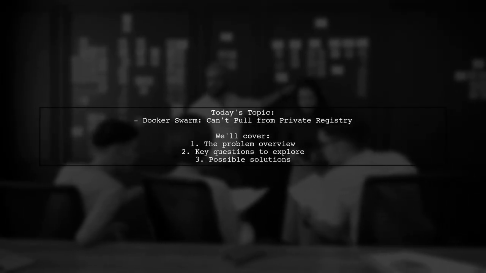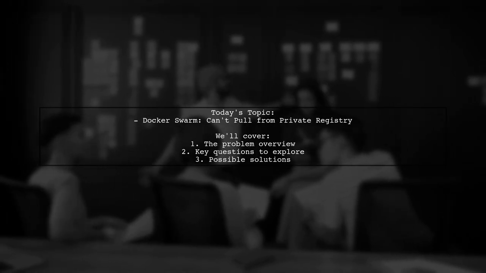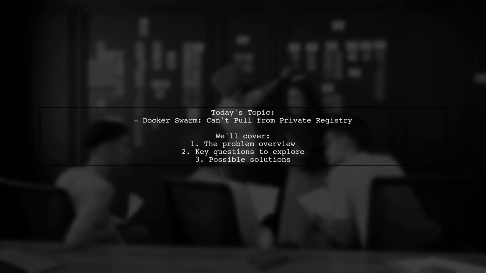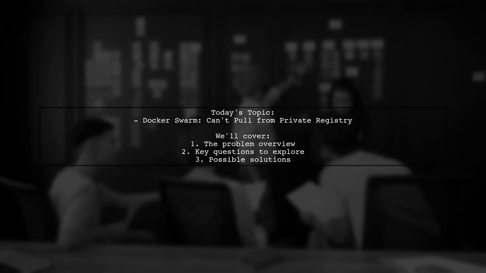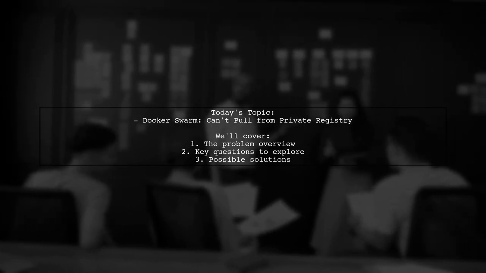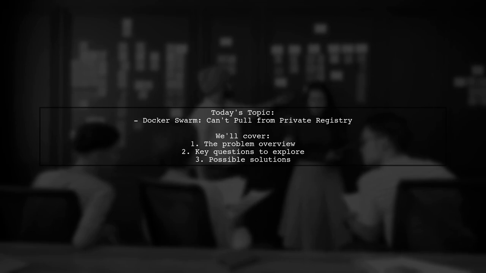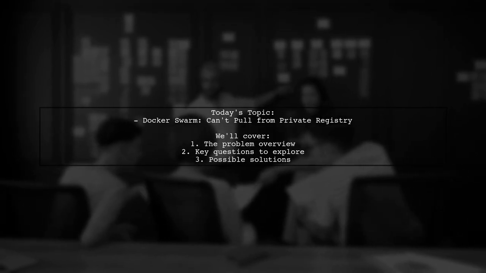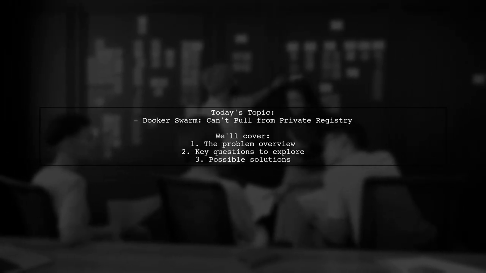Today, we're tackling a tricky issue that many developers encounter when working with Docker Swarm. Our viewer is facing a challenge with pulling images from a private registry after adding a new worker node to their Swarm cluster. Let's break down the situation and find out why this is happening.